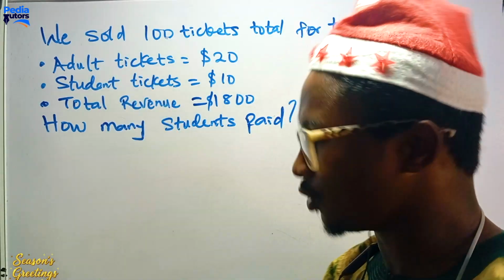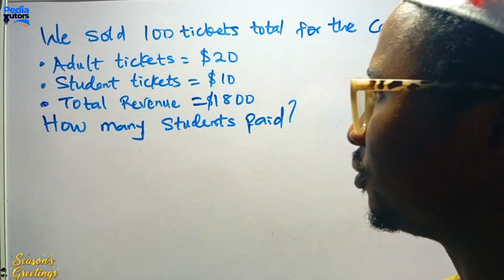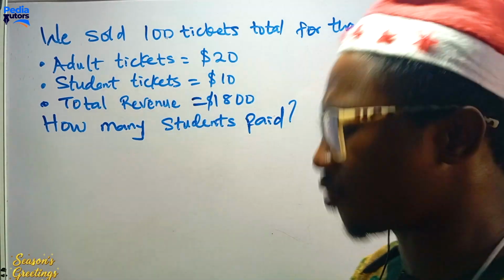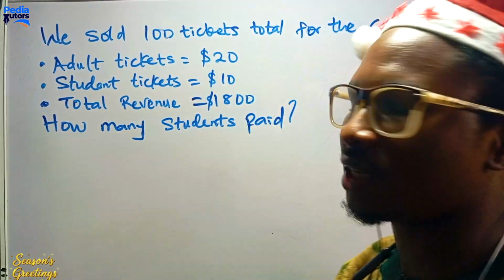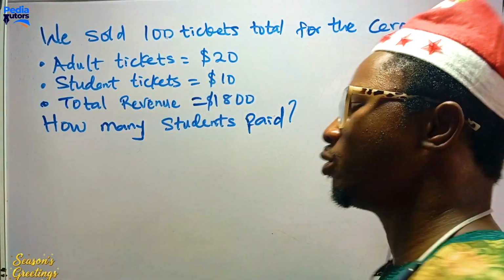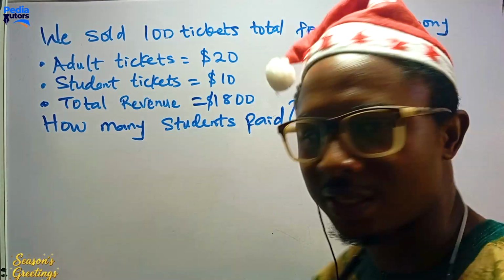Alright, so let's solve this question. We sold 100 tickets total for the ceremony. Adult tickets cost $20 and student tickets cost $10. The total revenue made from this was $1,800. So how many students actually paid?